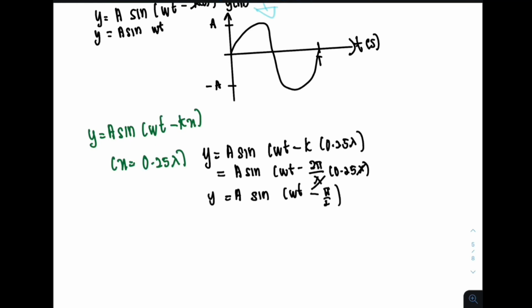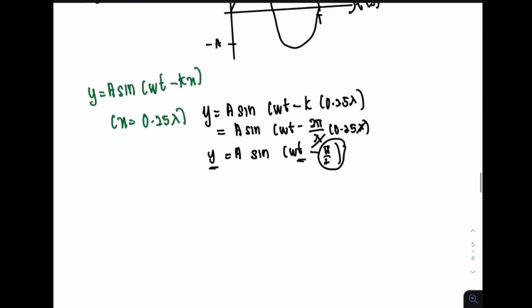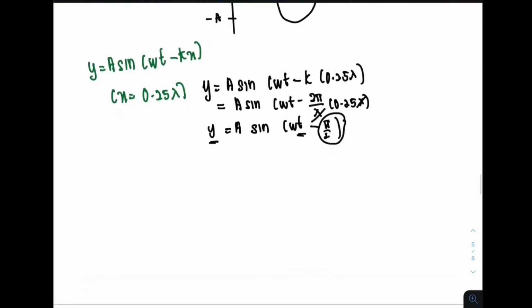So as you can see now, equation saya is in terms of t sahaja. My y is going to vary with respect to t sahaja, sebab I do not have the term x. The term x has been substituted with a constant here. So untuk sekarang, bila kita nak sketch sekarang, kalau kita tengok equation kita sekarang ada omega t minus phi. Okay, so we have the value of phi sebanyak pi over 2 here.